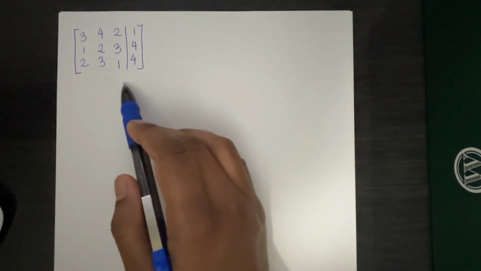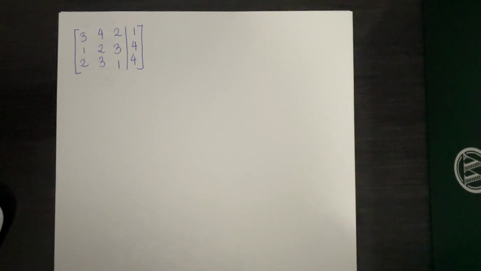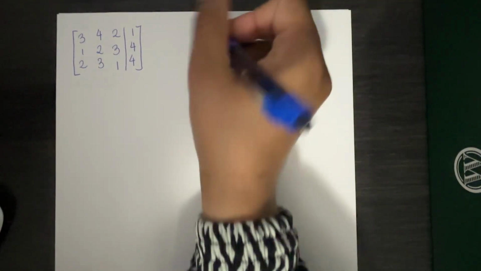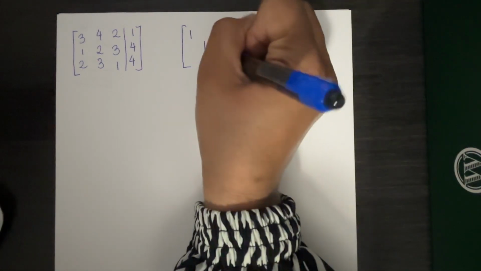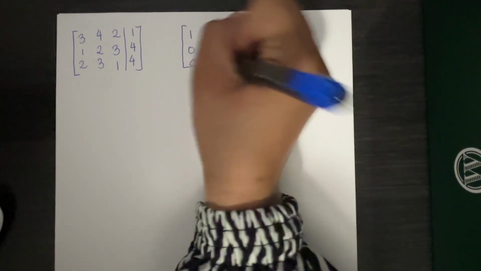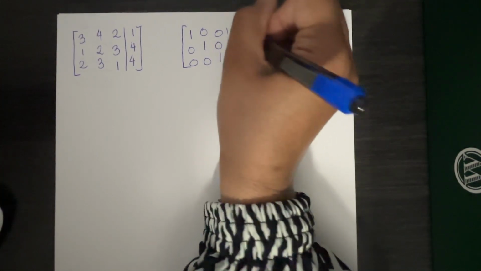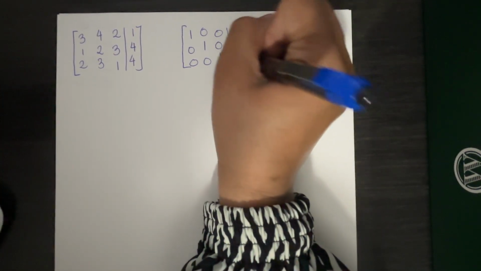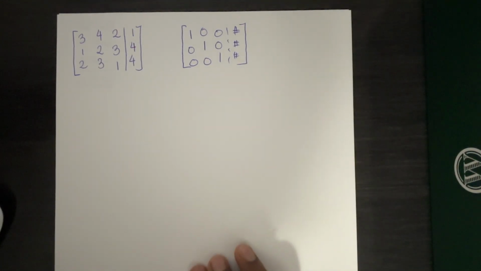Hello class. So we're going to be applying Gauss-Jordan elimination on this matrix. As a reminder, Gauss-Jordan elimination would end in this form. We have ones along the diagonal, zeros in the corners, and then your solution in the last column, assuming it's a consistent system.